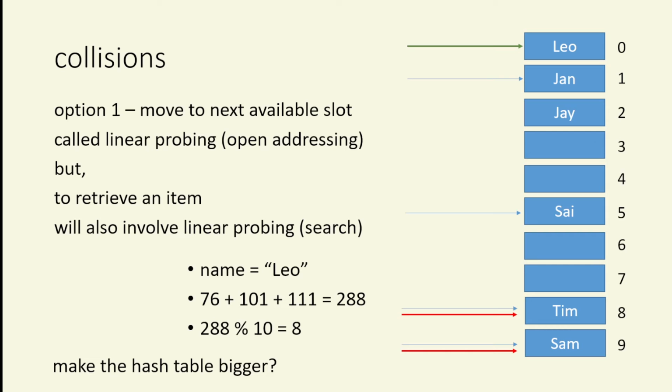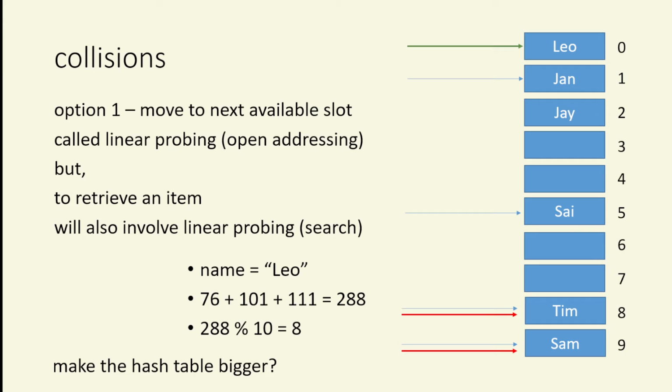Now, what happens when we've got a collision? So we want to put Leo in, and Leo's also at index 8. One way is to just move to the next slot. If that's full, then we move to the next slot and we keep going. If there's no more available slots at the end, we begin at the start. So in this case, Leo will go into the first location in the list at index 0. This is called linear probing, and it's a type of open addressing.